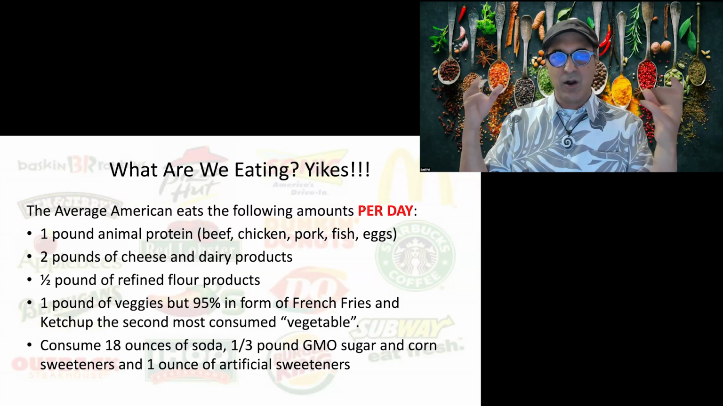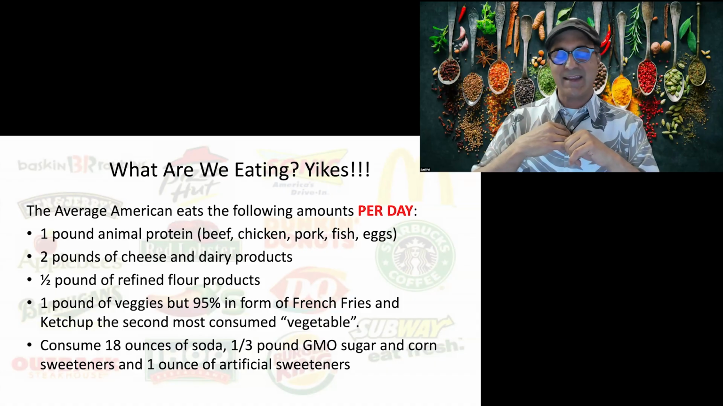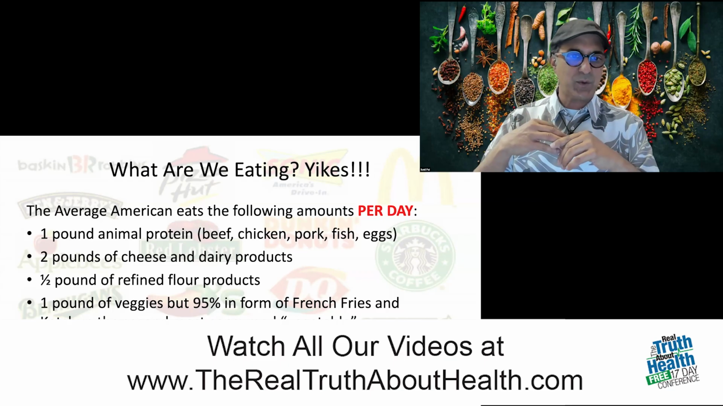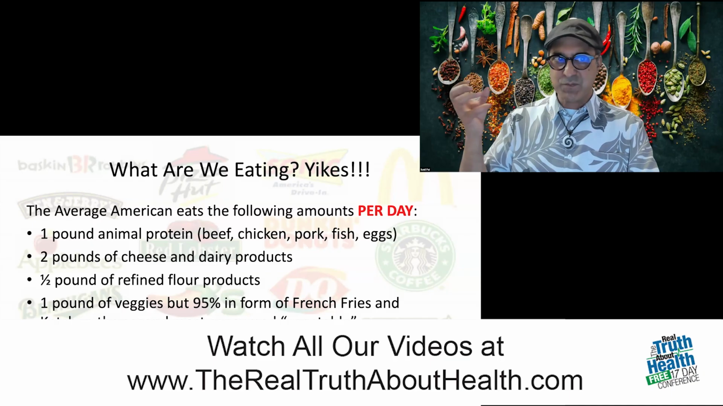And they're consuming large amounts of sodas, 18 ounces of soda on average, a third of a pound of GMO sugar and corn sweeteners, and about an ounce of artificial sweeteners. So this is what the average person is eating.